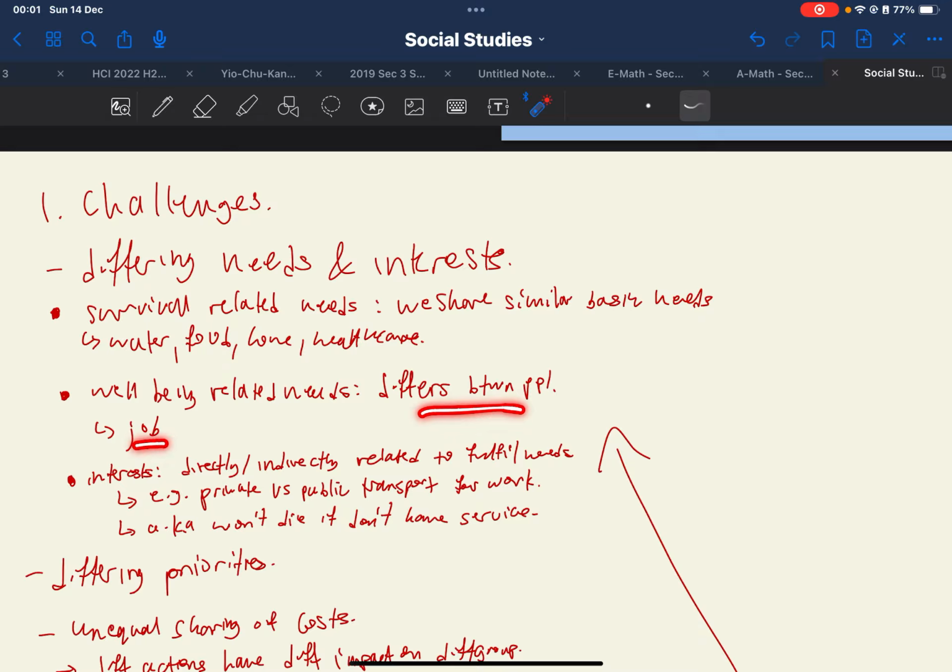Difference between people is, for example, if you are employed, your well-being related needs may not be a job. For me, if I'm unemployed, I may need a job. Or for example, if you have lower income, you may need government subsidies and all these things. These are well-being related needs, okay?